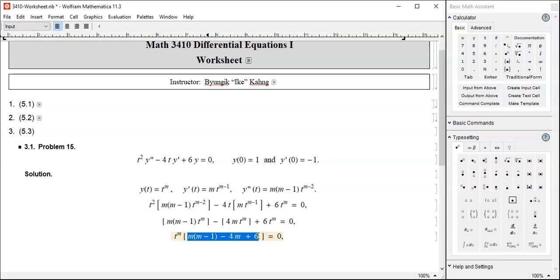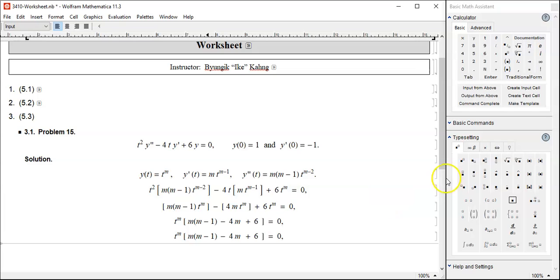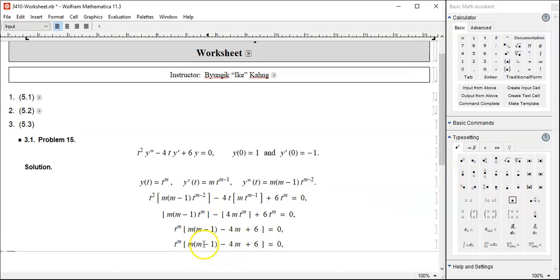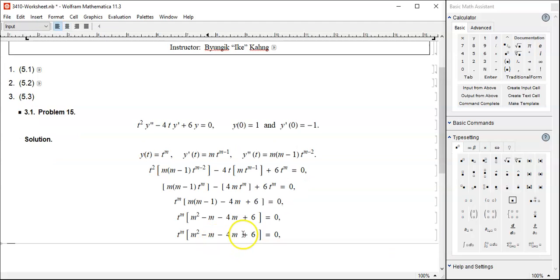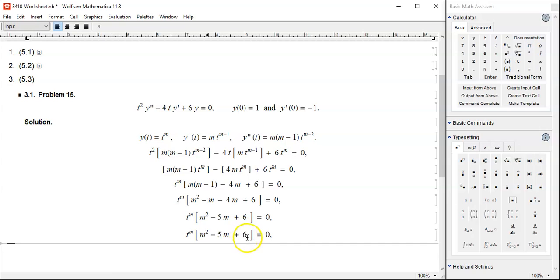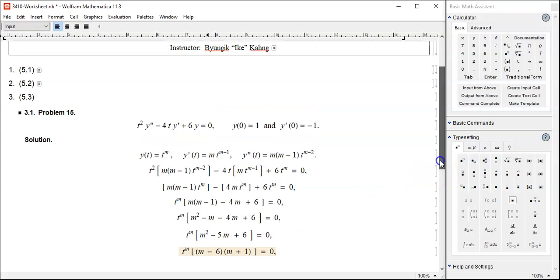This one is sometimes called the characteristic equation, but our textbook author calls it the indicial equation, something different. It doesn't matter which it is called, let's just work it out. So this is m squared minus m, and then we have all those. Okay, let's work it out a little bit further. m squared minus 5m plus 6 is equal to 0. Okay, almost there. This one is m minus 6, m plus 1. Did I factor correctly?